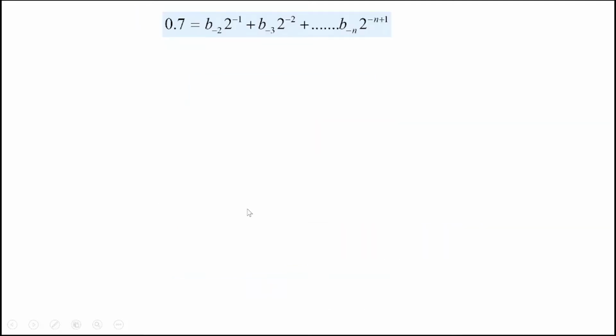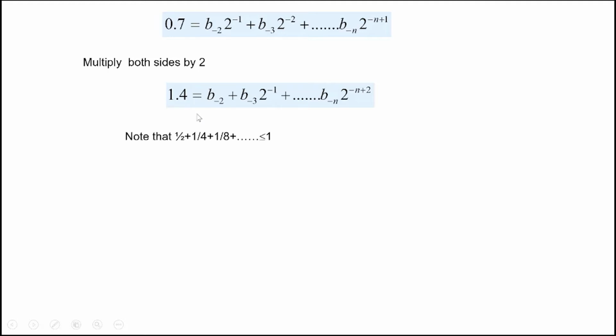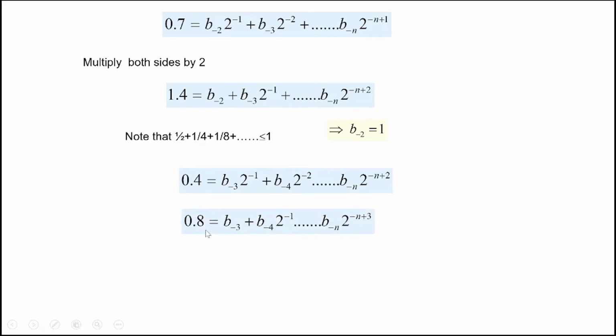We multiply by 2 again. Now we get 1.4, and comparing the two, we know that b minus 2 must be equal to 1, because the rest of the number cannot be equal to 1. It will always be less than or equal to 1, right? So to match the left and right hand side, b minus 2 must be equal to 1. Once you do that, you take b minus 2 out, you take 1 out, so you're left with 0.4. It must be equal to the rest of the numbers here. So you get this here, and then keep on doing the same thing. You multiply by 2, get 0.8, so b minus 3 must be equal to 0.